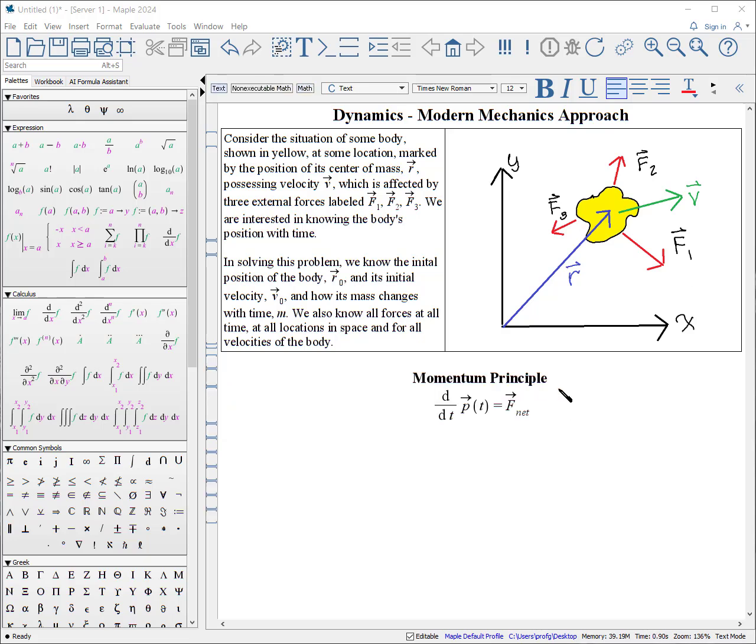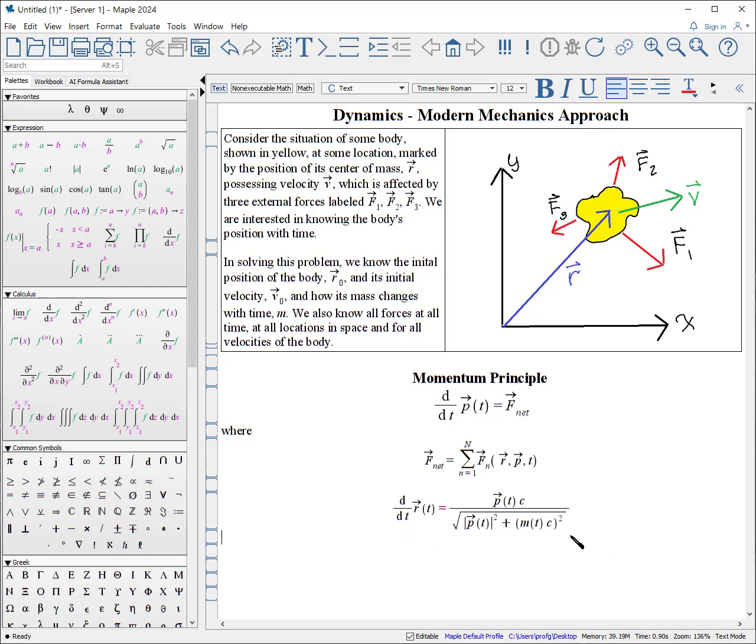To do this, we apply the momentum principle. This is the principle that Newton developed, that the rate of change of momentum of the object is equal to the net force on the object. Mathematically, we mean the net force as the vector sum of all external forces, for which each external force may be a function of the body's position, its momentum, and time. And we know that the momentum affects the position of the object.